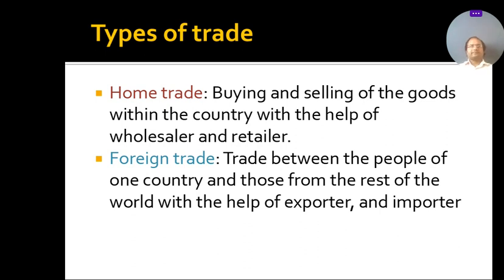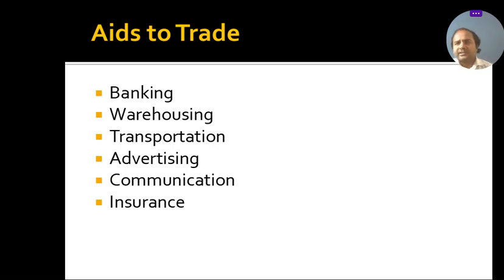Types of trade: home trade and foreign trade. Home trade is buying and selling of goods within the country with the help of wholesalers and retailers. Foreign trade is trade between different countries with the help of exporters and importers, also called international trade.